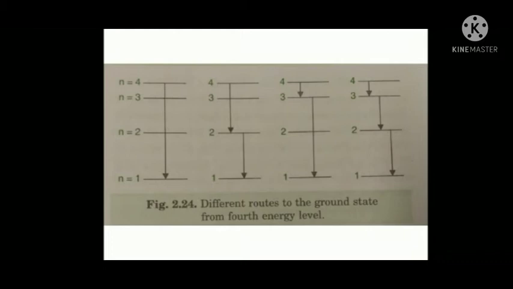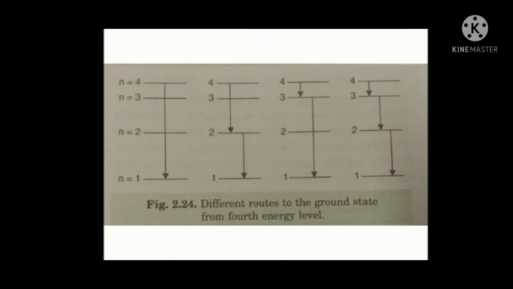That means, for example, we can consider the electron jumping from the first energy level to the fourth energy level. There are different possibilities for the electron to come back to the first energy level. What are the possibilities? The first figure shows that the electron jumps directly from the fourth energy level to the first energy level. During that jump it emits some energy, and corresponding to that energy one radiation will be there, and one line will be produced in the line spectrum of hydrogen.